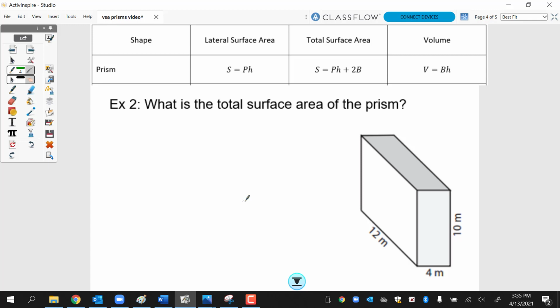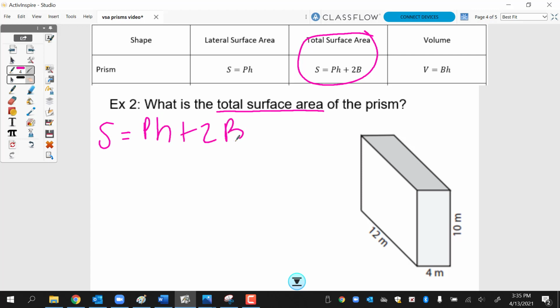Okay, so I'm going to pick a formula. What formula am I going to pick? Well, this says total surface area. So I'm going to pick the formula, total surface area. I'm going to write it down. PH plus 2B. Okay, I need to pick which side of this prism is the base.